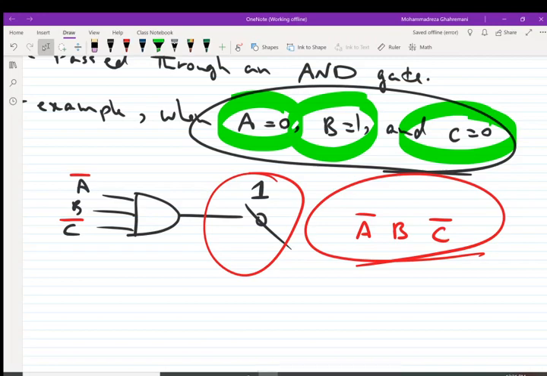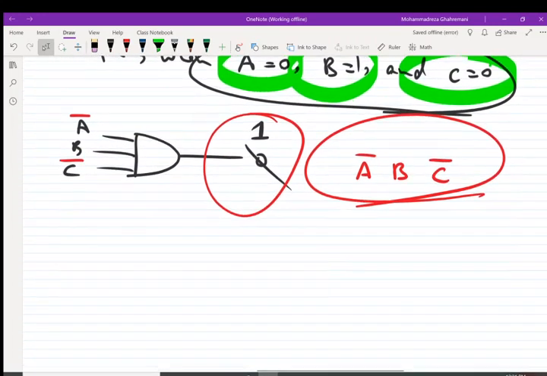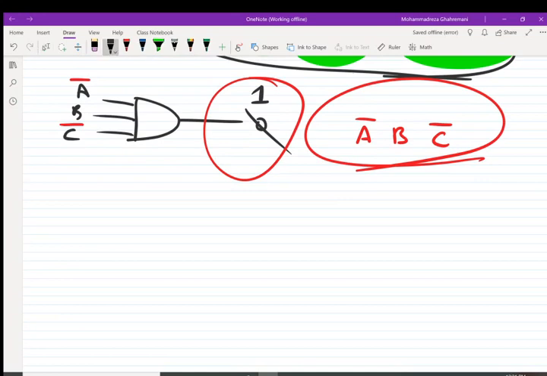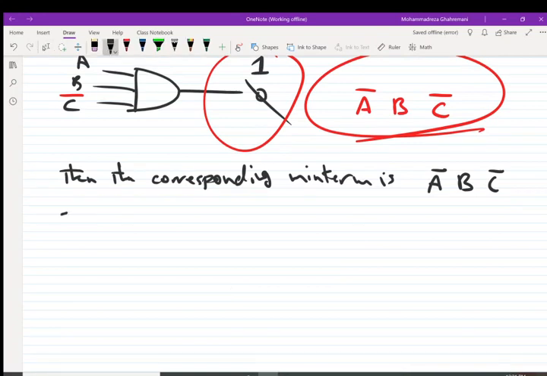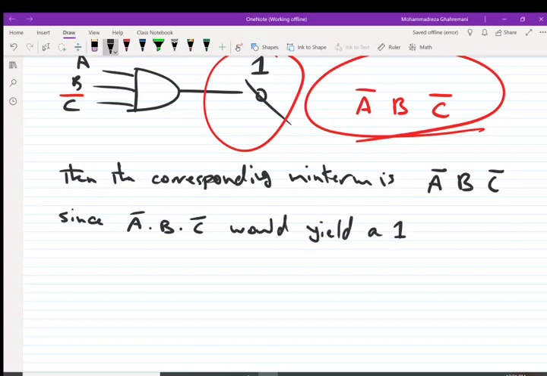So for this example, when A is 0, B is 1, and C is 0, then the corresponding minterm is, as we discussed, A bar, B, C bar, since A bar, B, C bar would yield a 1. Okay, so this one is minterm.